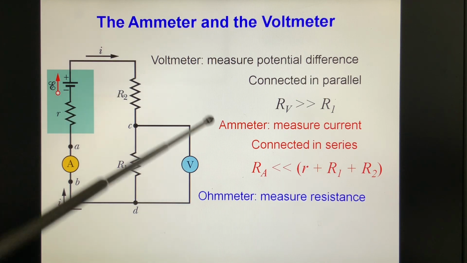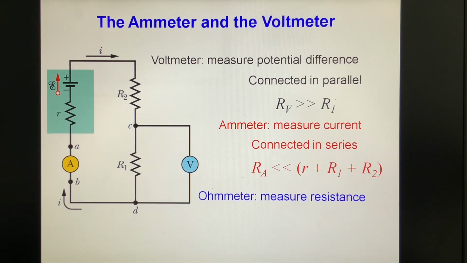An ohmmeter can measure the resistance. Okay. And we have a multimeter, so you can measure the ampere, voltage, and resistance.